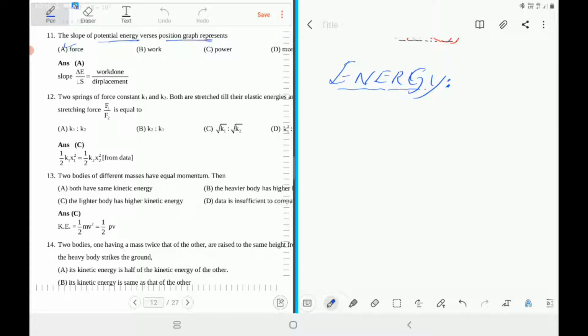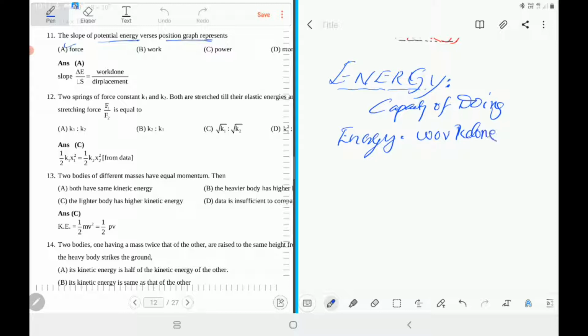Today we'll cover some problems on kinetic energy, energy concept. What is energy? We learned energy in physics as capacity of doing work. If you have energy, you can do work. Therefore, you find energy by calculating work done. So quite often, we use the work formula, that is F dot S, to know the energy. Energy manifests itself in different forms in nature.